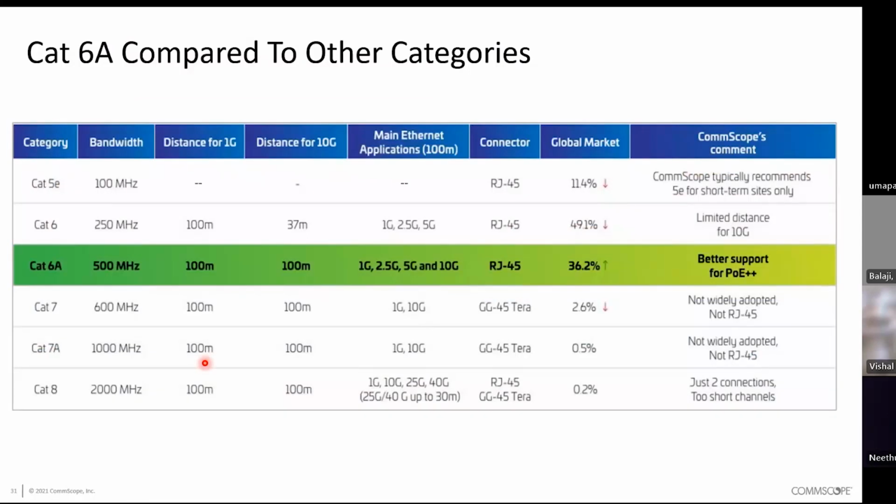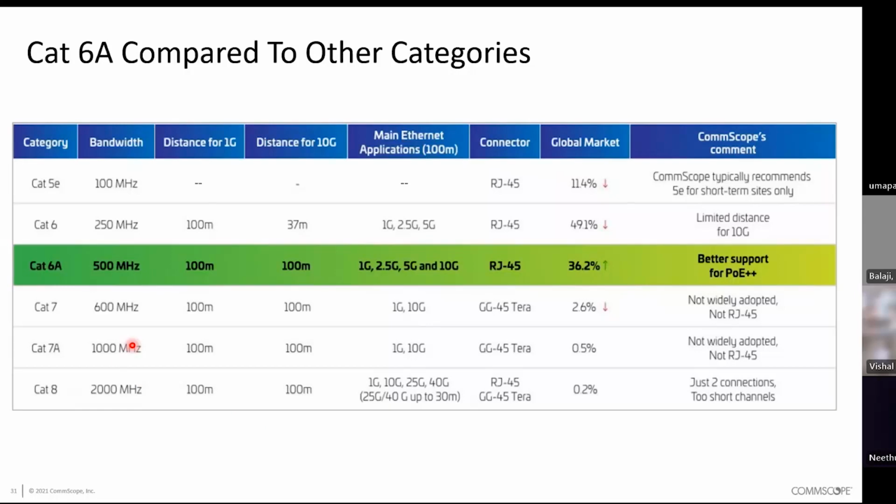This is a simple comparison of Category 6A against other cables. Here you can see Cat 5E, Cat 6, Category 3 and above, which we are using. There are a few installations on Category 5E, and then 6, 6A, 7, 7A and 8 also. There are differences in bandwidth. Cat 5E was developed for 100 megahertz end to end, and when you want to drive 1 gigabit connectivity, the standard arrived that it should be 250 megahertz supported cables and products. That became Category 6. Then to support 10G connectivity, they said you need 500 megahertz end to end, and that became Category 6A, where Cat 7 supports 600 megahertz, 7A 1000, and Cat 8 2000 megahertz.